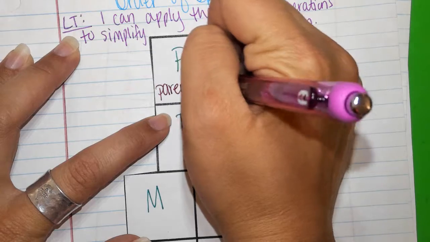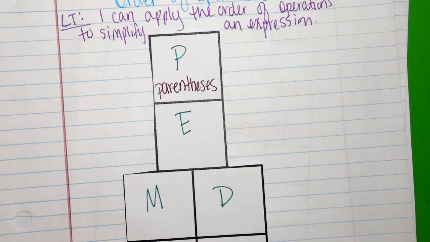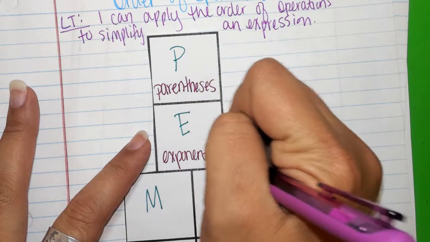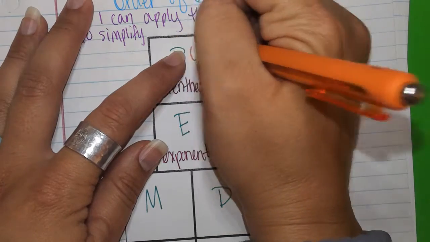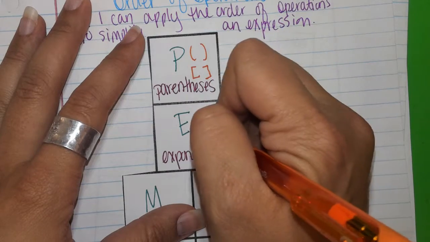If you don't know how to spell parentheses, this is how you spell it. Parentheses. Thesis is with an I. Alright, what does the E stand for? Exponents. Oh, I forgot to pass out the number strips because we're starting that today. Well, we'll do it tomorrow. So, parentheses or brackets. Exponents is a baby number.